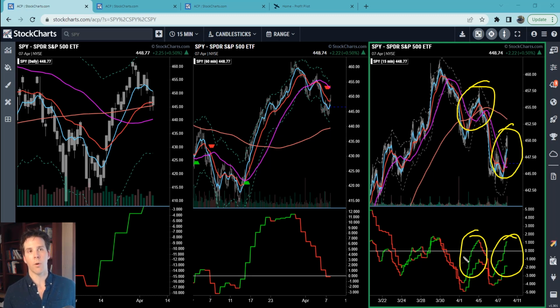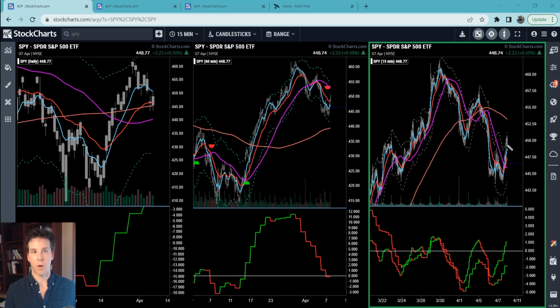The other thing that I look for is confirmation of moving average support. I want to see price actually hold the 15-minute 50. So we haven't done that yet. We've only gotten over the 15-minute 50. And you can see the last time we got over the 15-minute 50, then it pulled back to the 50. It fell right through it.